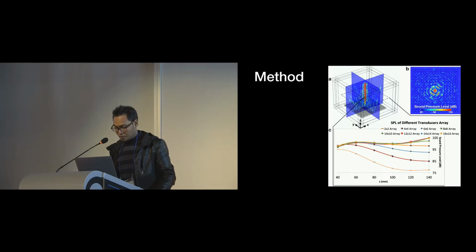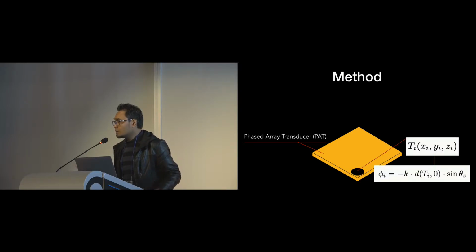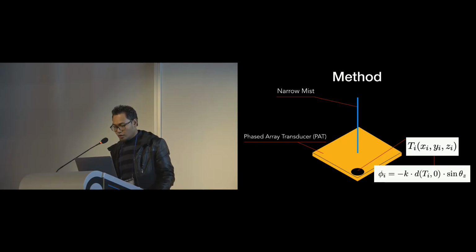Now, how do we reconfigure this aerosol? So we have the pad, with the phase delay given by the equation, if you don't want to think about the equation. Now we create the beam, for example, and we'll create a narrow kind of mist that goes upwards.